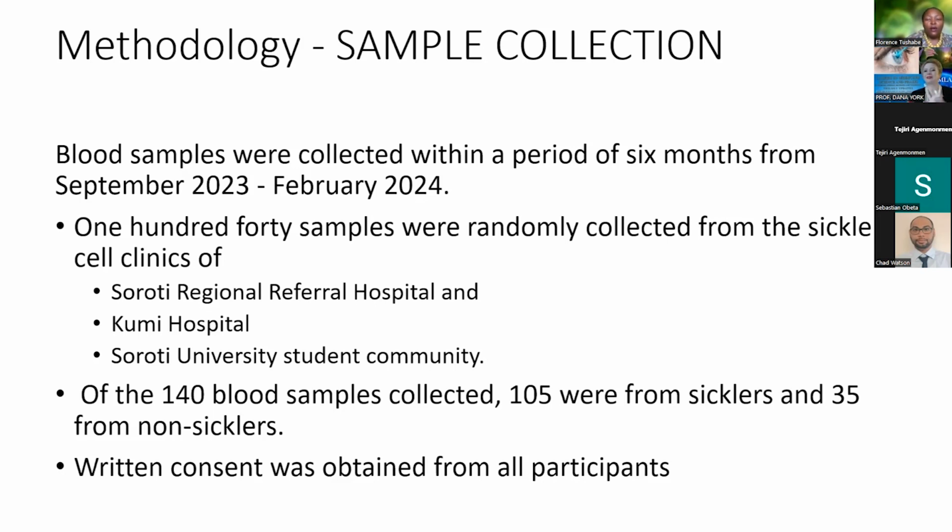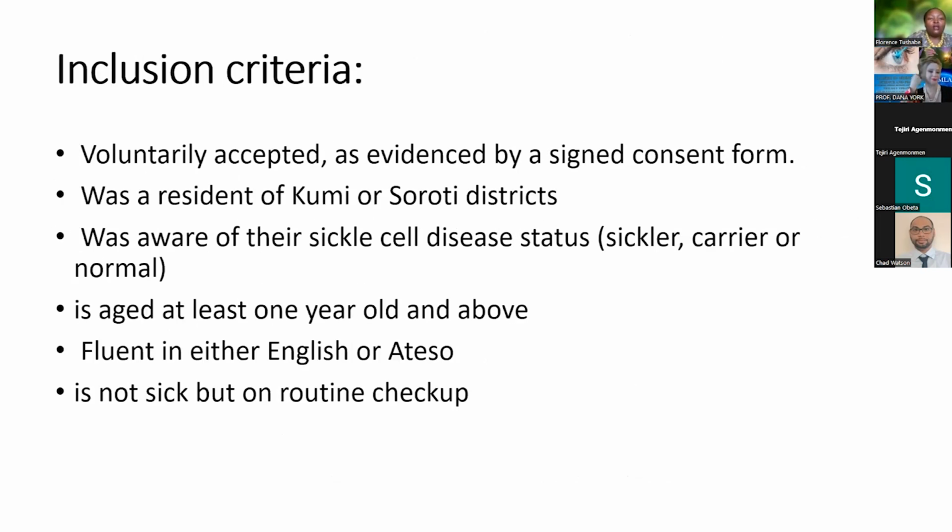Then out of the 140 blood samples which we collected, 105 were sicklers and 35 were normal. And then all participants provided their written consent, and it was voluntary. And they signed the consent forms and the assent forms. And one of the criteria to be included in the research was that you needed to be a resident in the local districts so that we can easily follow up with you in case of anything.